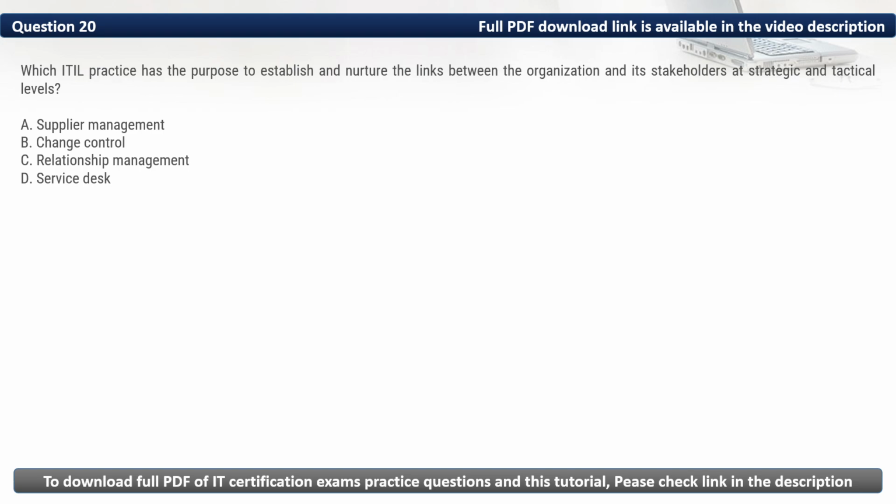Question 20. Which ITIL practice has the purpose to establish and nurture the links between the organization and its stakeholders at strategic and tactical levels?